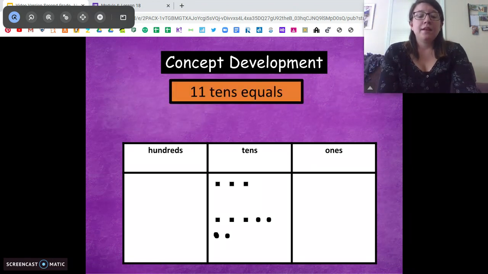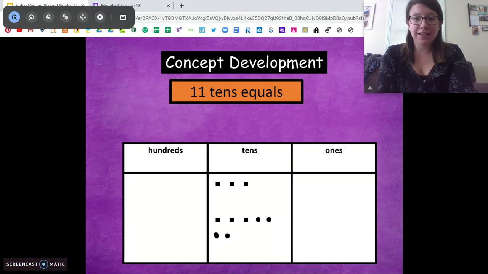Okay. Now, this equals 11 tens. So we have 11 tens in here. What do you think we can do when we have more than 10 tens in the tens place? I want you to pause, talk to someone at home about what you think we should do.